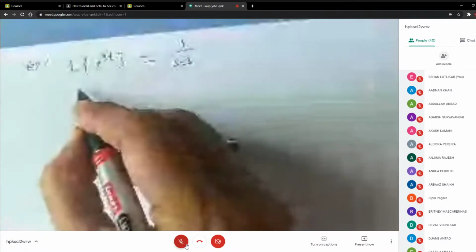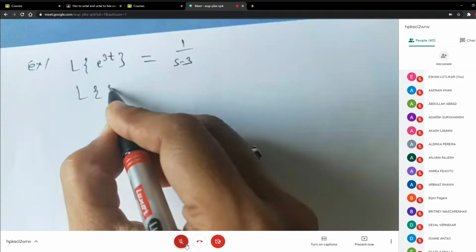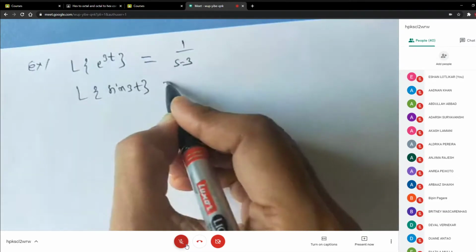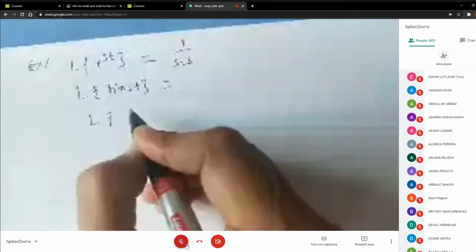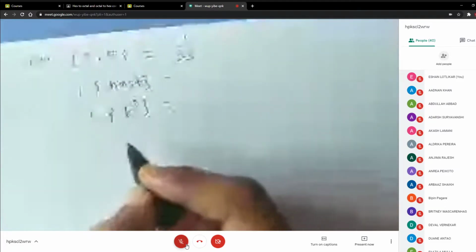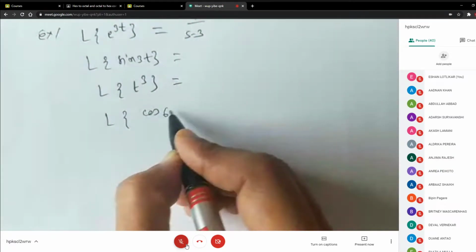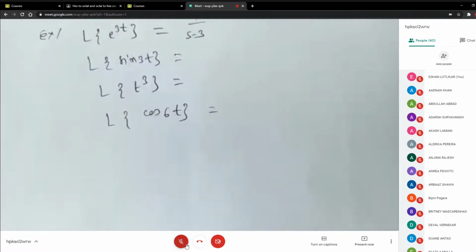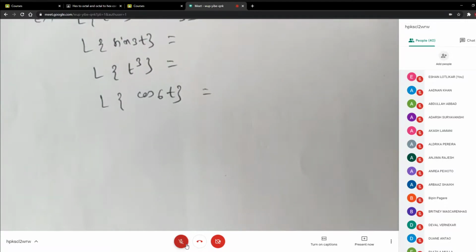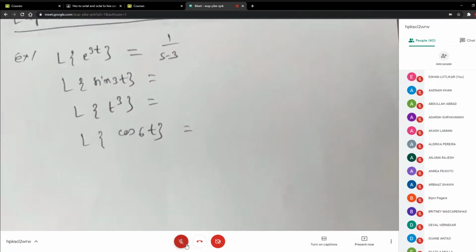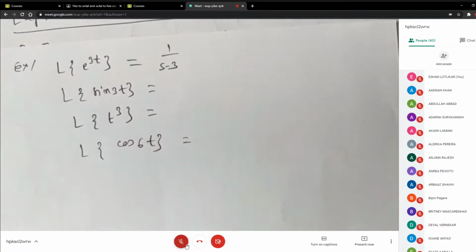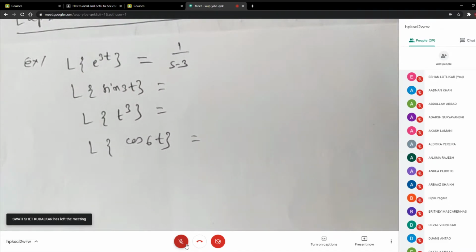Similarly, I'll give you two more functions. Find out what is Laplace of sine 3t. Find out what is Laplace of t cube. Write down this: find out what is Laplace of cos 6t. I dictate again: what is Laplace of sine of 3t? What is Laplace of t cube? What is Laplace of cos 6t?